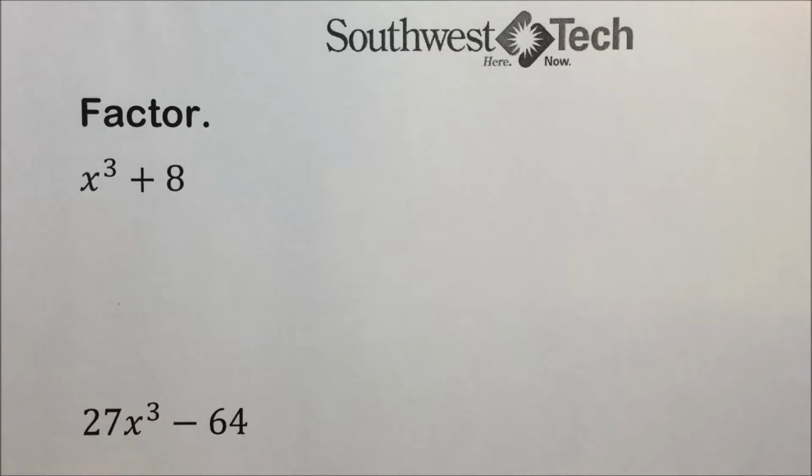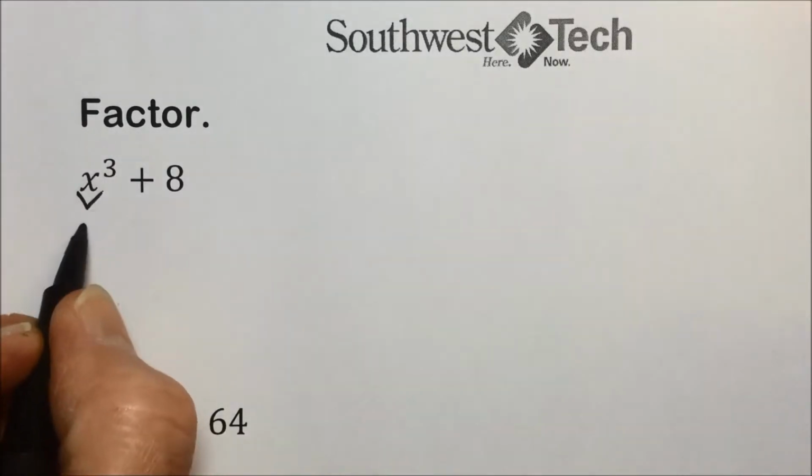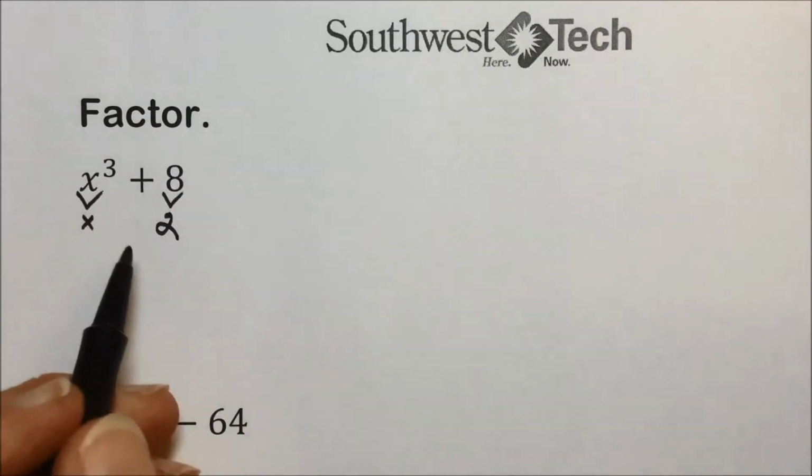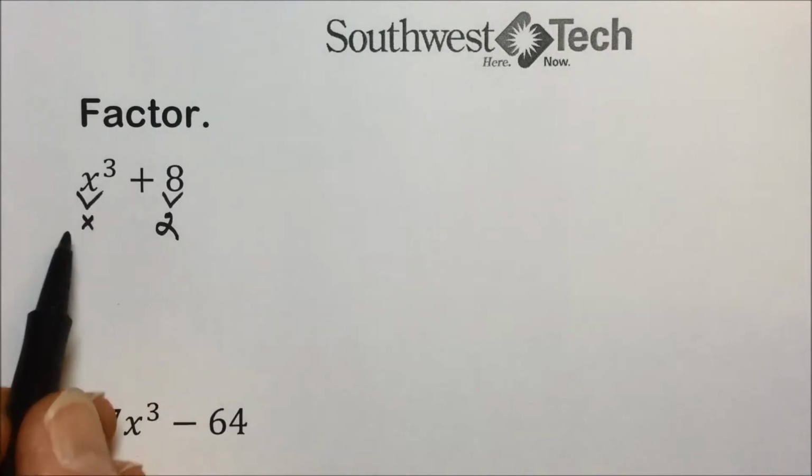So here we have two terms. It's clearly not a difference of squares. It's not a sum of squares because we have a cube. The cube root of x to the third power is x. Is 8 a perfect cube? What times what times what gives us 8? We have a 2. We have a sum of cubes.